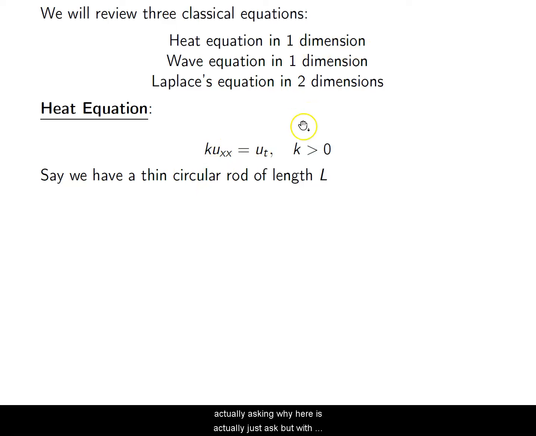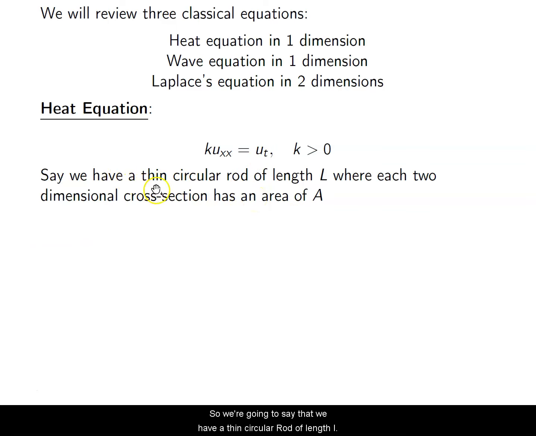We're going in one dimension, so it's not actually x and y here. It's just x, but with respect to time. How does heat flow through my object in one direction, along x, as time progresses? So we're going to say that we have a thin circular rod of length L, where each two-dimensional cross section has an area of A.